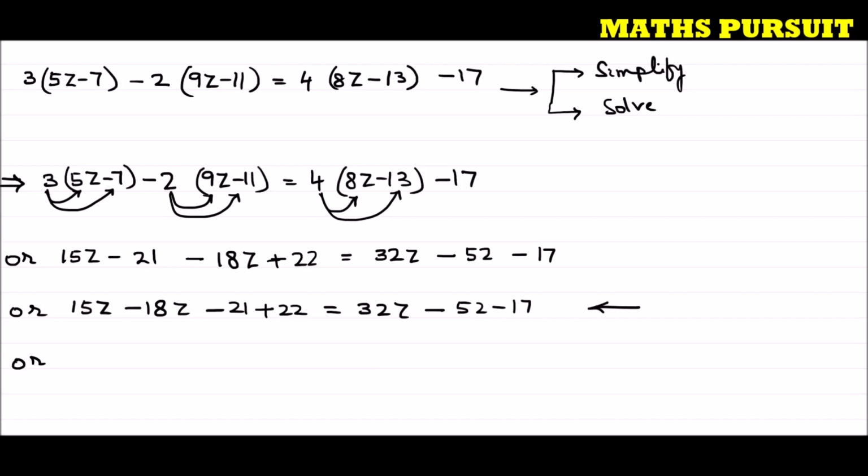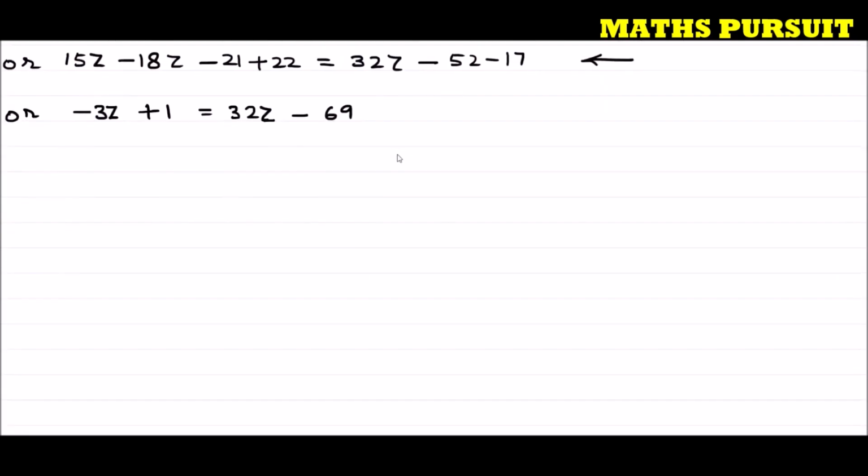Or I can write 15z minus 18z. 15 minus 18 is minus 3z. Minus 3z plus 1. How plus 1? Minus 21 plus 22 is 1, equal to 32z minus 69, because 52 plus 17 is 69. This is what we got: minus 3z plus 1 is equal to 32z minus 69.